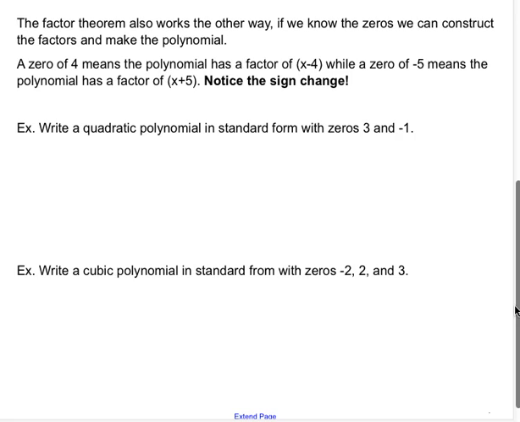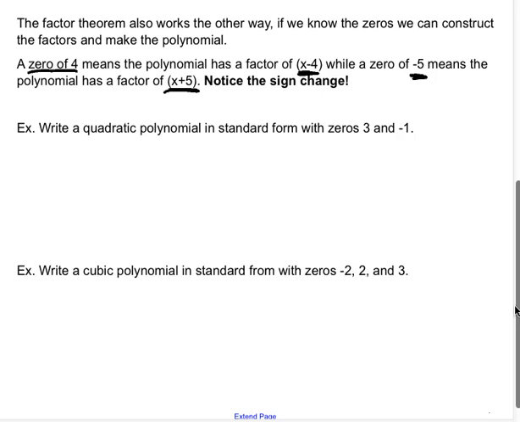So, notice if you have a 0 of 4, it means it has a factor of x minus 4. If you had a 0 of negative 5, it means you started with a factor of x plus 5. So notice that sign change. When you're going from a 0 to reconstruct the factor that made it, you have a sign change.